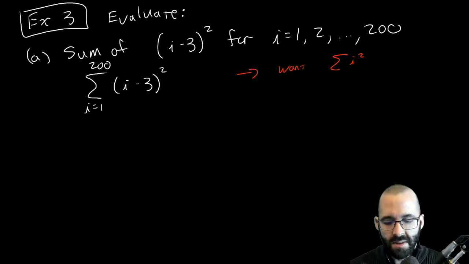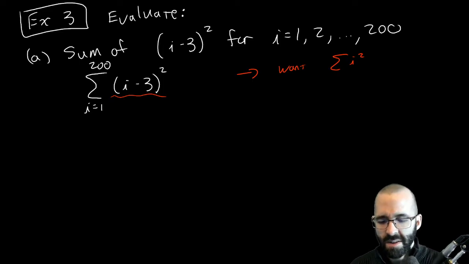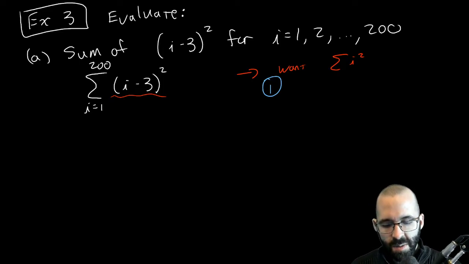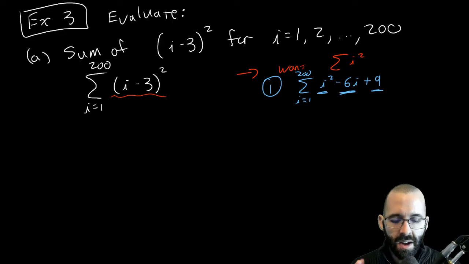All right, so one of the ways would be to FOIL this out. If you FOIL this out, you're going to get I squared minus 6I plus 9. And then we can do each one of these individually. I think that's probably the most straightforward way. Option 1 would be to FOIL it out and write it as the sum, I goes from 1 to 200, of I squared minus 6I plus 9, and then use the properties from there. The sum of I squared we can do, factor out a 6, sum of I we can do, and the last one we can do as well. I think this is the most straightforward, but I don't think it's the easiest.